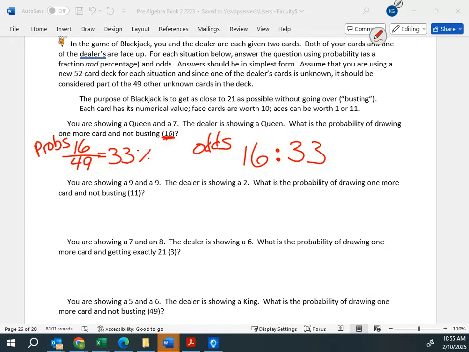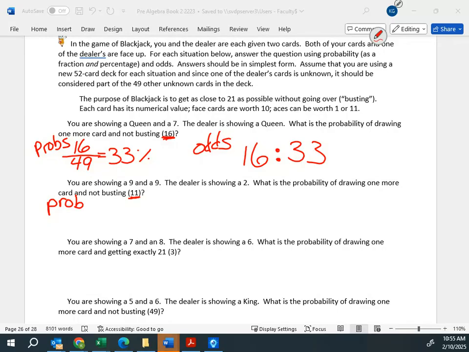You are showing a 9 and a 9. The dealer is showing a 2. What is the probability of drawing one more card and not busting? Again, he's giving us 11. So what do you think we should put as our probability fraction?